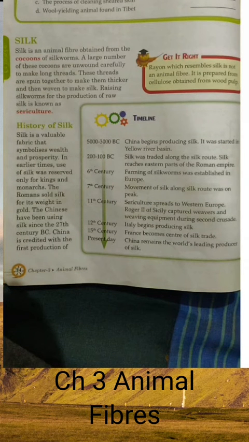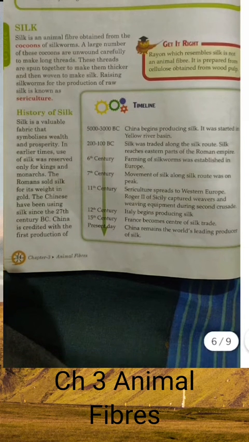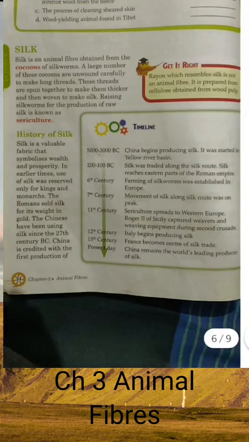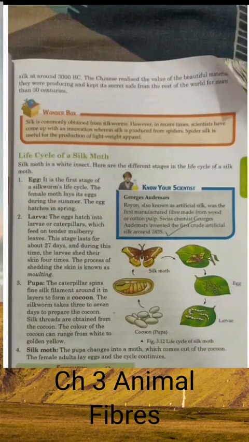An important point worth remembering is that the Chinese were the first people who discovered the method of obtaining silk from the silkworm, and they kept it a secret for a very long time. Okay, now comes the life cycle of the silk moth. As we know, the silk we get is basically from silkworms, so what are the life stages we have to understand?